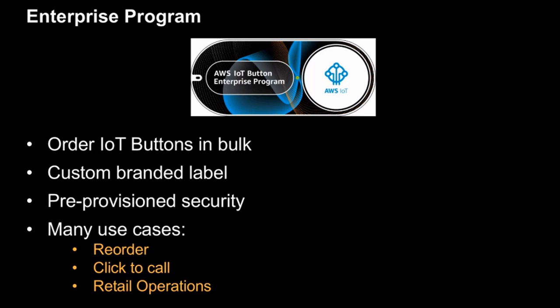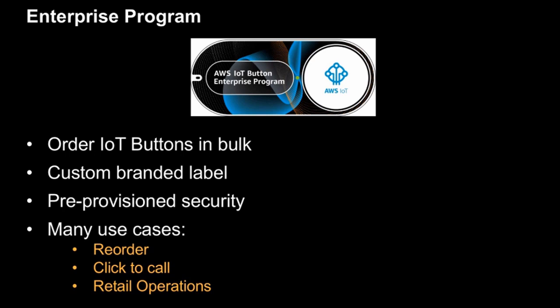What we also do in the enterprise program is that we pre-provision the security. So in our first demo, we went through the mobile app and we added a certificate, and then we logged into our AWS accounts. With the enterprise program, we pre-provision all of the security, so your buttons are just ready to be deployed inside of your environment.